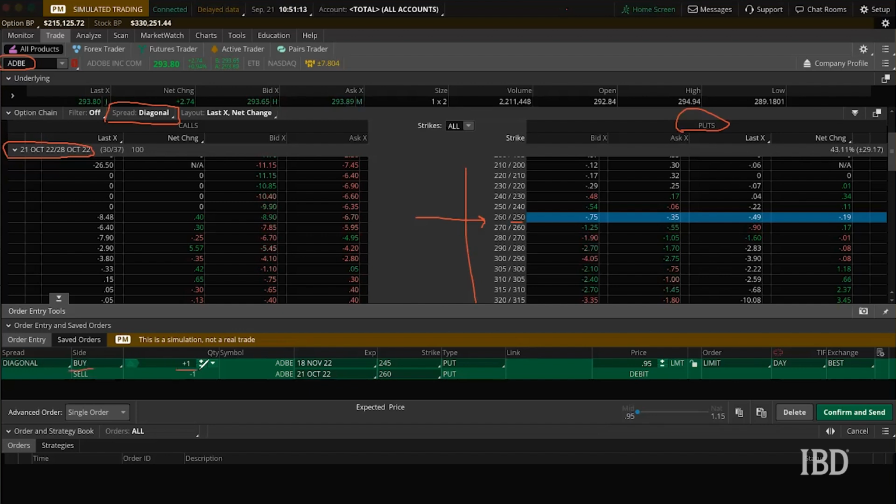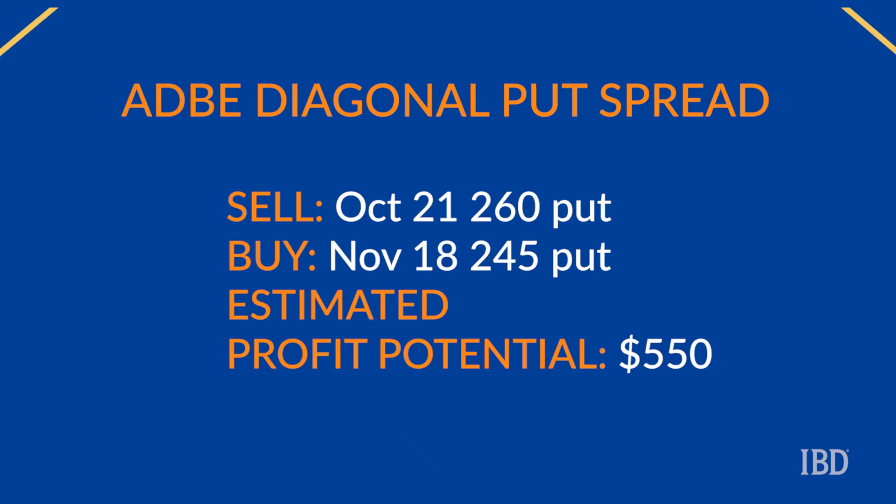You want to make sure you are buying one 245 put that expires November 18th, and you want to make sure you're selling one 260 put that expires October 21st. For this trade in Adobe, we are looking at selling an October 21st put with a strike price of 260 and buying a November 18th put with a strike price of 245 to create the spread.